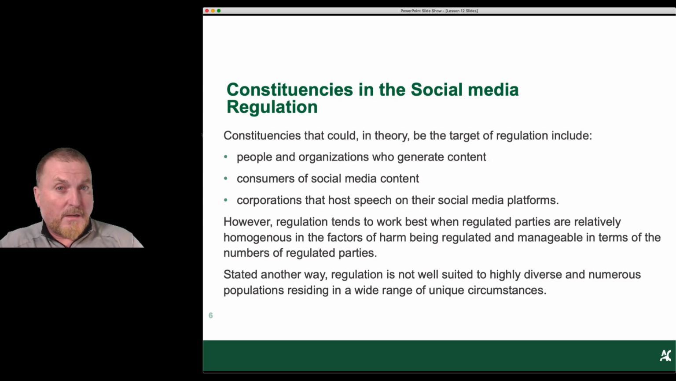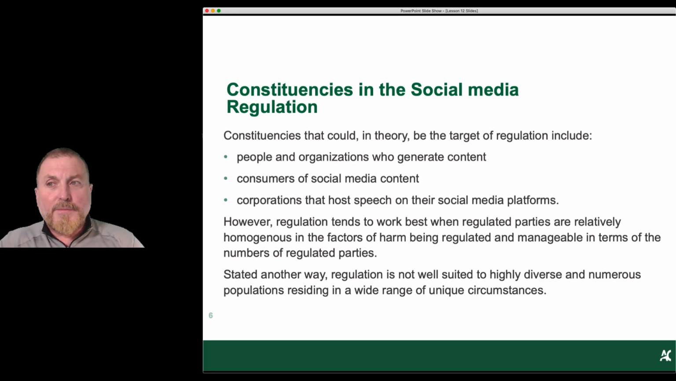Consumers of social media content. Should the social media users be under some control? Should there be limits on the age that you can use social media or whatever? These are possibilities. I'm going to dispel these first two fairly quickly, but there are people involved in the social media equation, right? Corporations that host speech on their social media platforms is another approach that can be taken by any government regulatory body, okay?